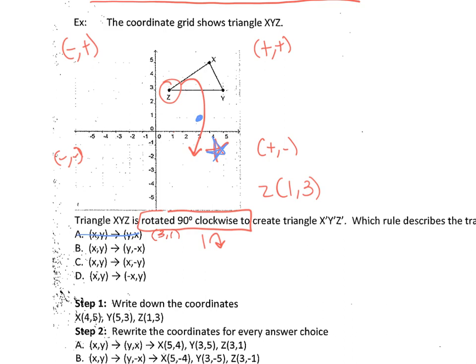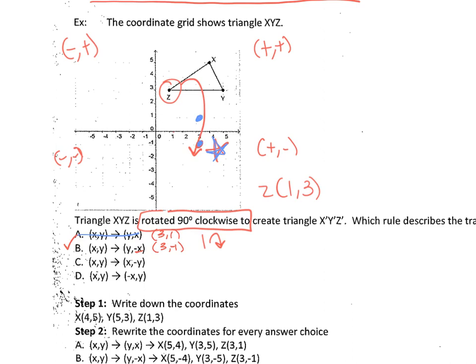Let's try B. So it says they flip them. So that means we're going to have 3 and 1 again. But your X value, the sign in front changes. So now it's 3, -1. So 3, -1. Is that the right quadrant we want it in? Yes. So maybe. Okay. I'm going to put a little blue.